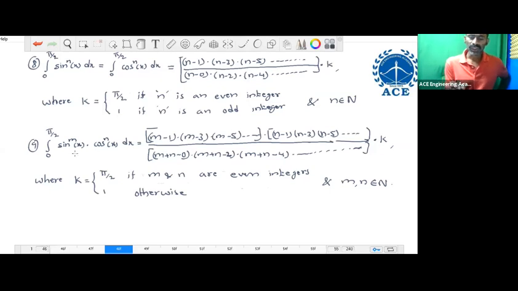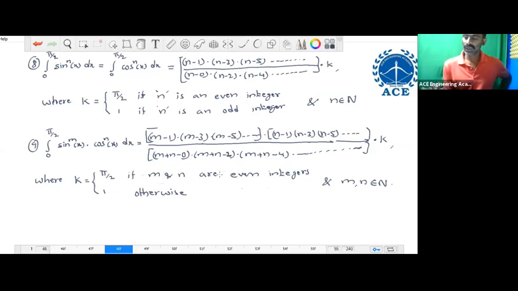Similarly, for the product of two functions, sine power m, cos power n, like above, with the same condition. That is, m minus 1 and n minus 1, decreasing both by 2. In the denominator, the sum of the powers minus 1, decreasing by 2 only, into the k value. That depends, again, on the powers.